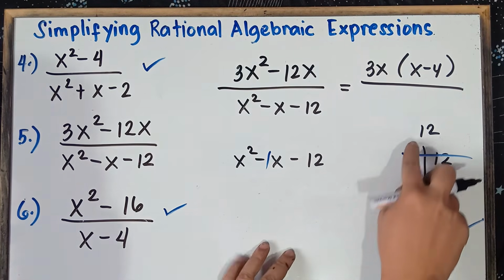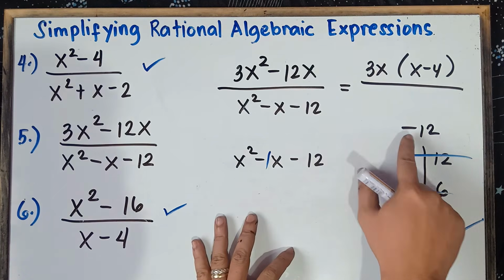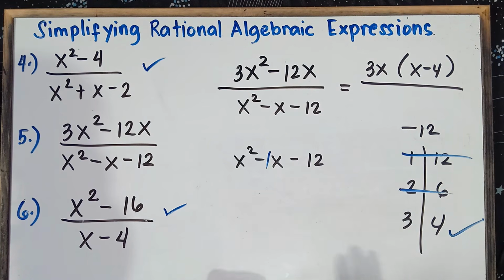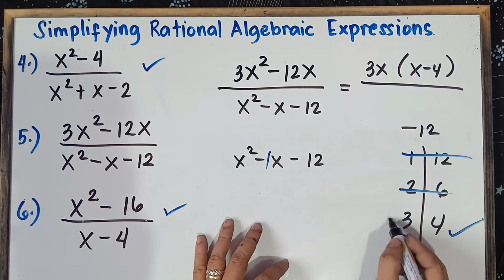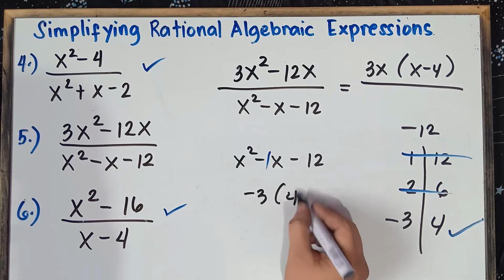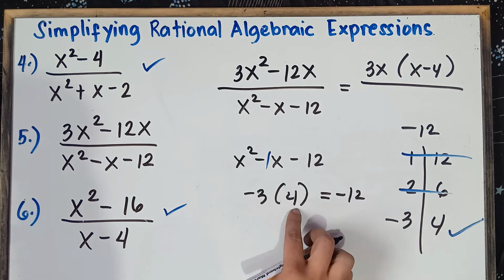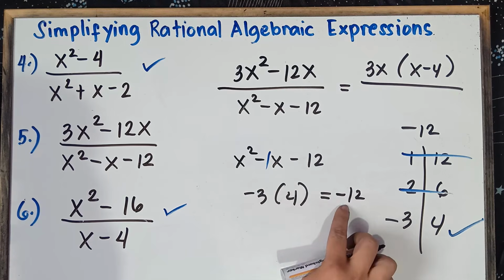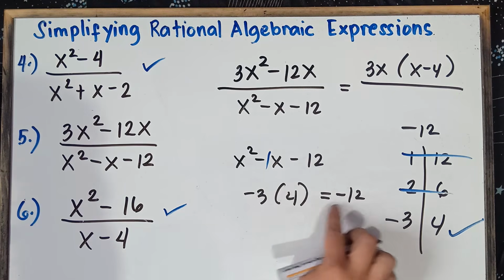Now, since this is negative 12, one number should be negative, because negative times positive would be negative. So if we select negative 3 and positive 4, negative 3 times 4 would be negative 12. Unlike signs, negative times positive, would be negative. 3 times 4 is 12, so negative 3 times 4 is negative 12.